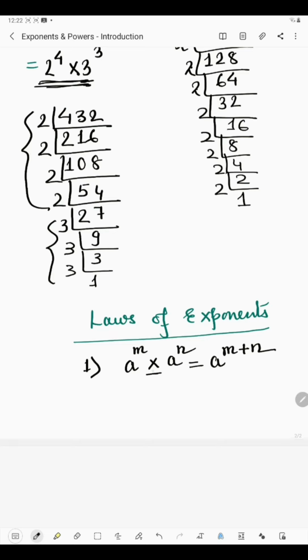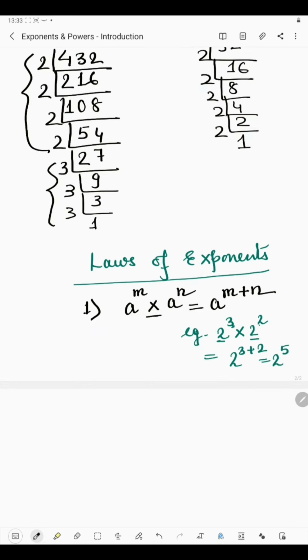Power will be added if the base is same. So this is the first law. Okay, let's take an example. Suppose 2 to the power 3 into 2 to the power 2. Here base is same and in between multiply sign is there, so power will be added. So we'll write the base at first and then power will be added. So 3 plus 2 is 5. So it is 2 is raised to the power 5.